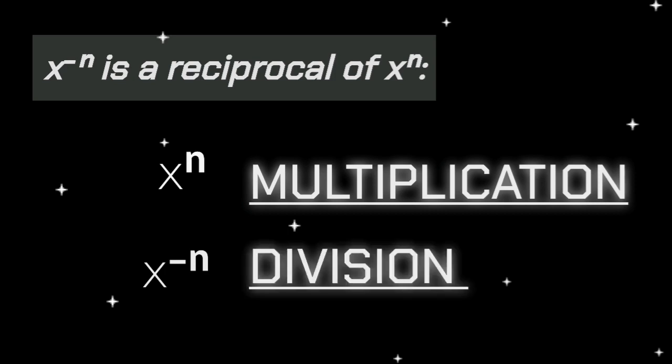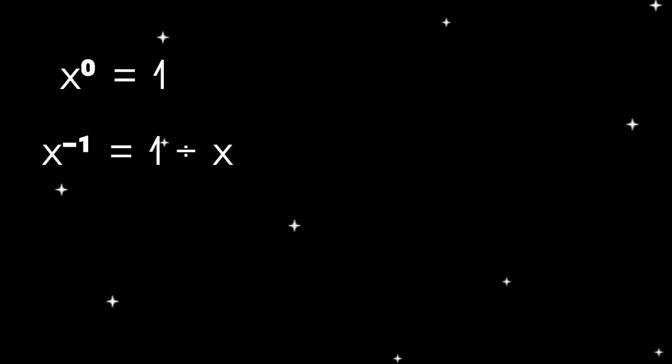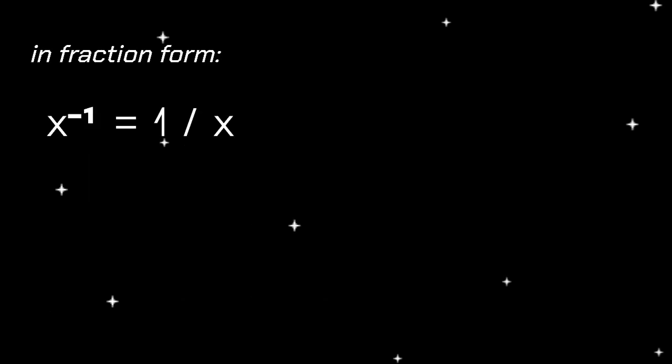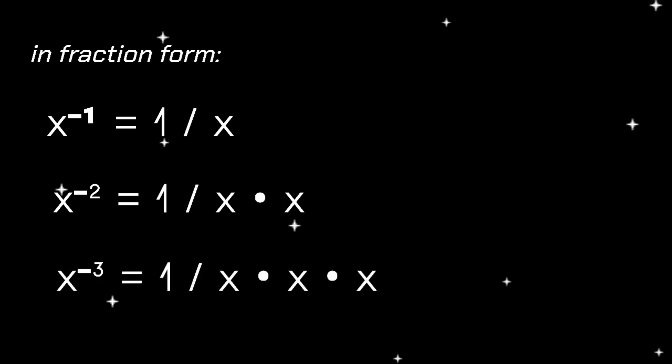And inversely so, x raised to power of negative 1 equals 1 divided by x, x raised to power of negative 2 equals 1 divided by x divided by x, and x raised to power of negative 3 equals 1 divided by x divided by x divided by x, and so on and so forth. In fraction form, x raised to power of negative 1 equals 1 over x, x raised to power of negative 2 equals 1 over x times x, and x raised to power of negative 3 equals 1 over x times x times x, and so on and so forth.